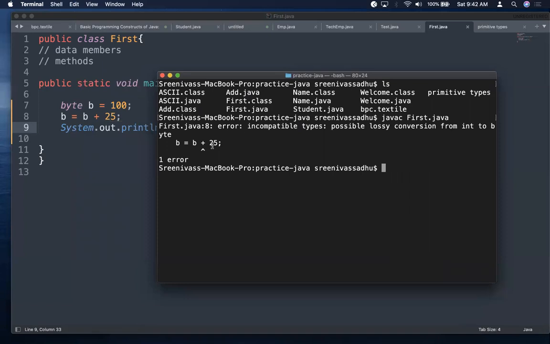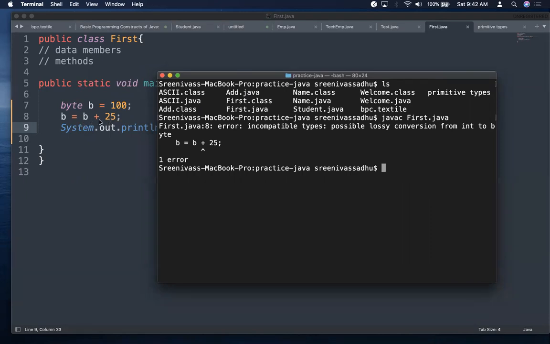If you see this, it says incompatible types. When I am writing b equal to b plus 25, it says incompatible type: possible lossy conversion from int to byte. So what's actually happening? 25, when you write like this, is an integer. The default type is integer. So 25 is a whole number, it is an integer.